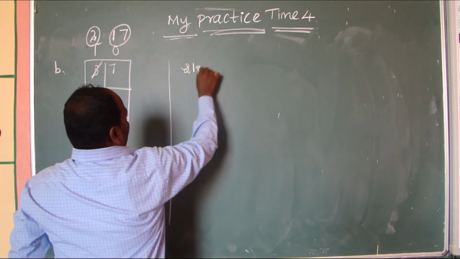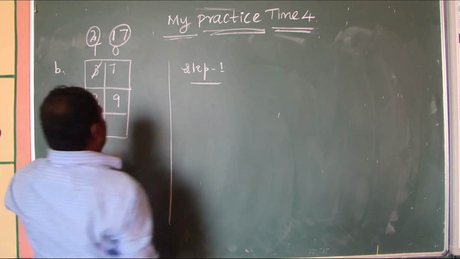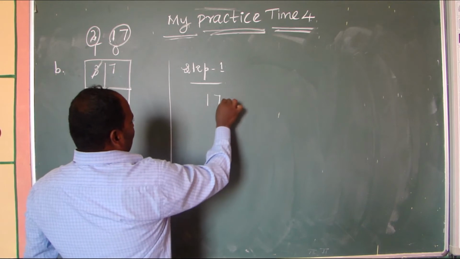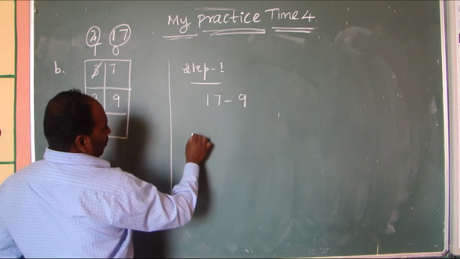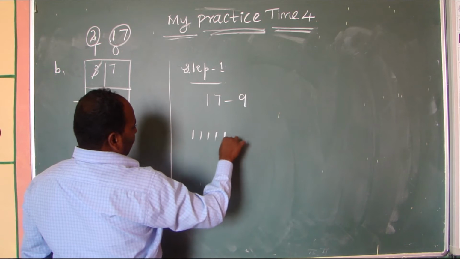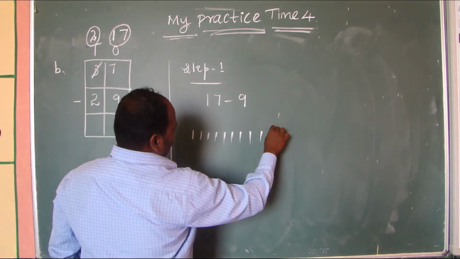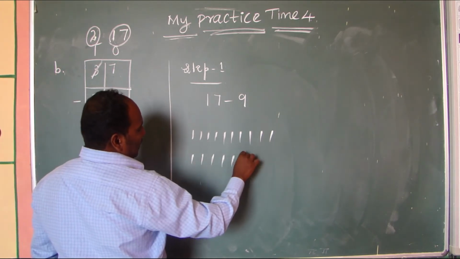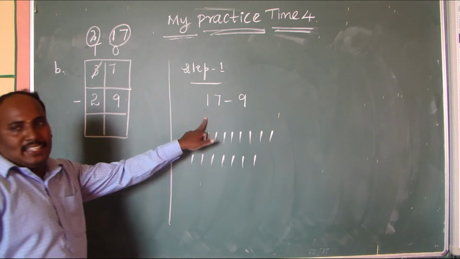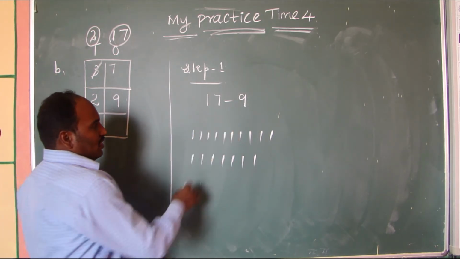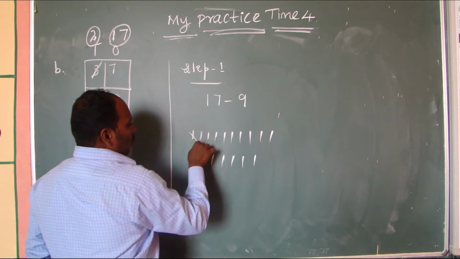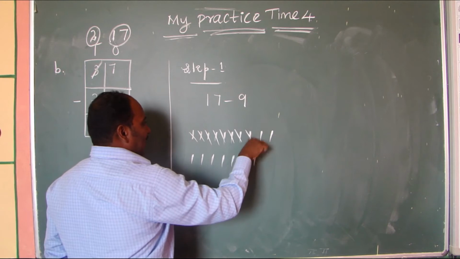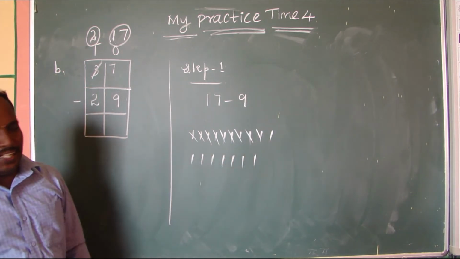Step 1. 17 minus 9 is possible now. 17 minus 9. 1, 2, 3, 4, 5, 6, 7, 8, 9, 10, 11, 12, 13, 14, 15, 16, 17. 17 minus 9. We strike out the 9 numbers. 1, 2, 3, 4, 5, 6, 7, 8, 9. We strike out the 9 lines.